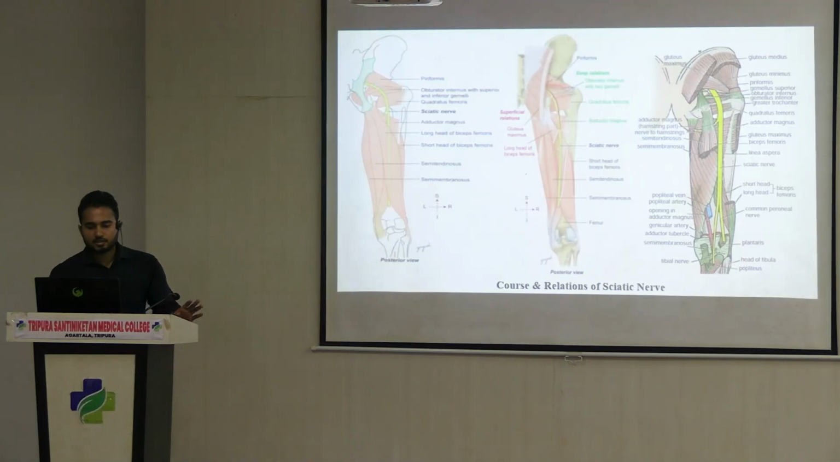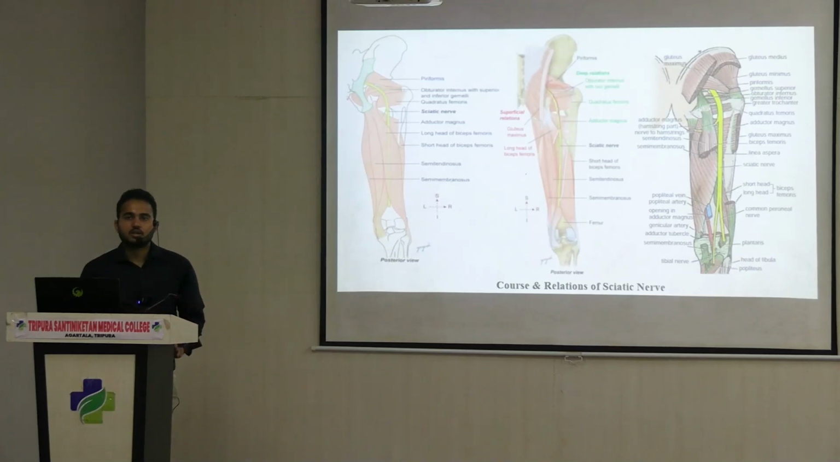Next, superficial relation. That means what are the structures present superficial to the gluteus maximus. Now you can see long head of the biceps femoris can be seen. After that, in the deep relation, body of the ischium. If you see over here, here will be the body of the ischium present. Then tendon of the obturator internus with inferior gemelli, quadratus femoris, adductor magnus. These are the structures situated deep to the sciatic nerve.